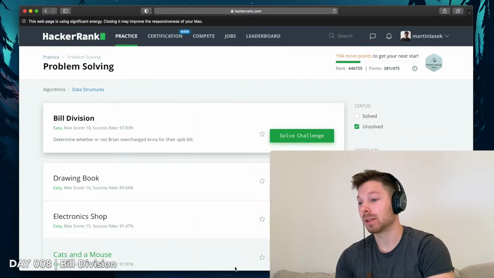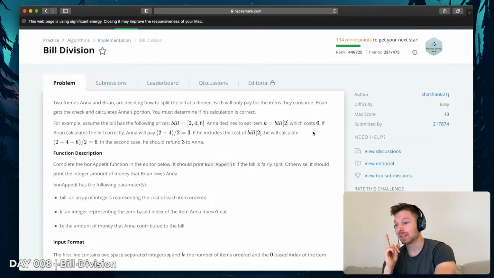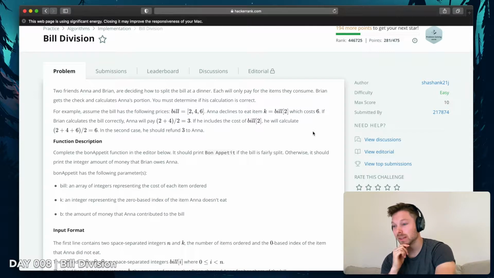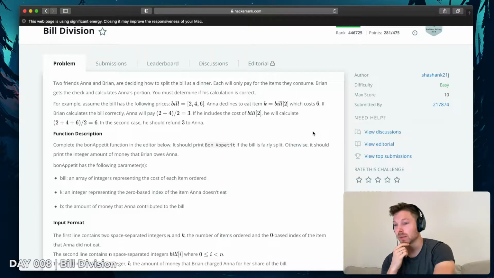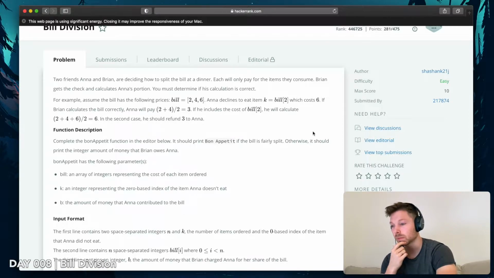Day 8 of me solving an algorithm per day, and today's algorithm is bill division. Today, two friends, Anna and Brian, are deciding how to split the bill at the dinner. Each will only pay for the items they consume. Brian gets the check and calculates Anna's portion. He must determine if his calculation is correct.